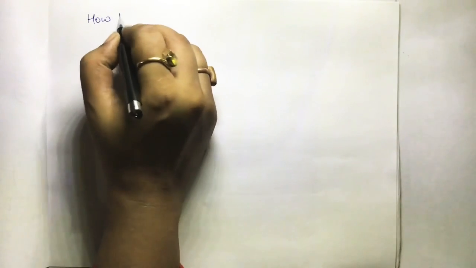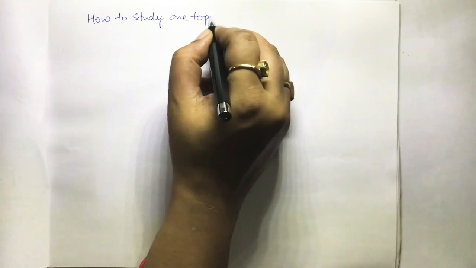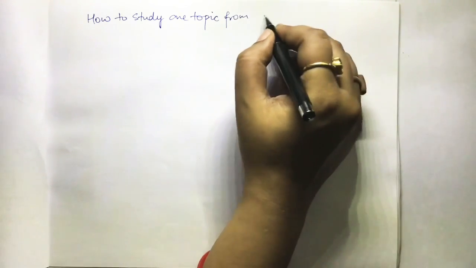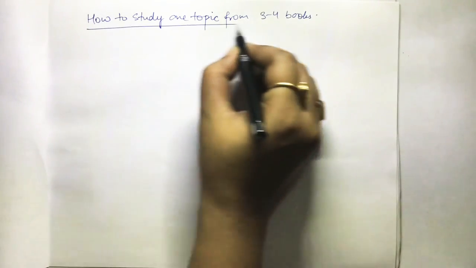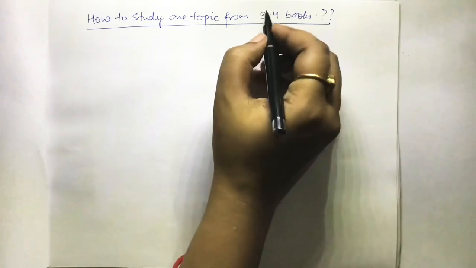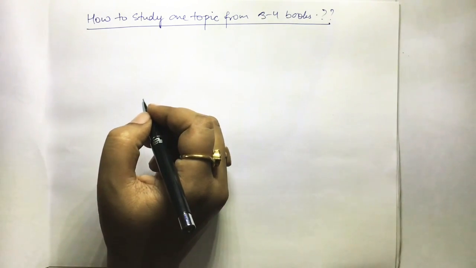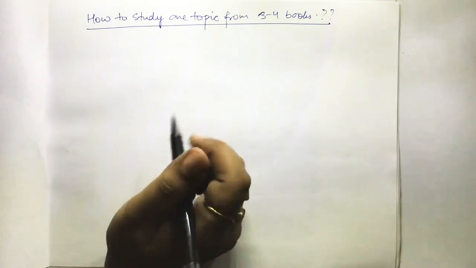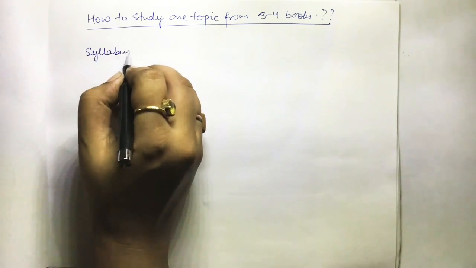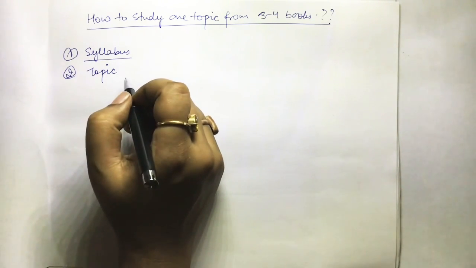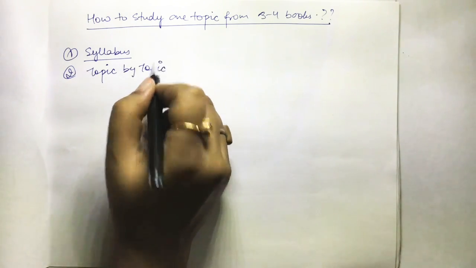Now the question is how to study one topic from 3 to 4 books. This is a very big question. Now, how can you study simultaneously one topic from 3 to 4 books? So, in this case, what you have to do is always refer to the syllabus first. Go through the syllabus, look for the syllabus, and then go topic by topic, study topic by topic.